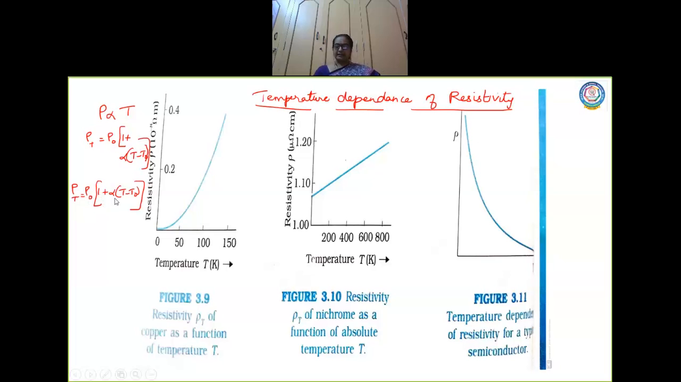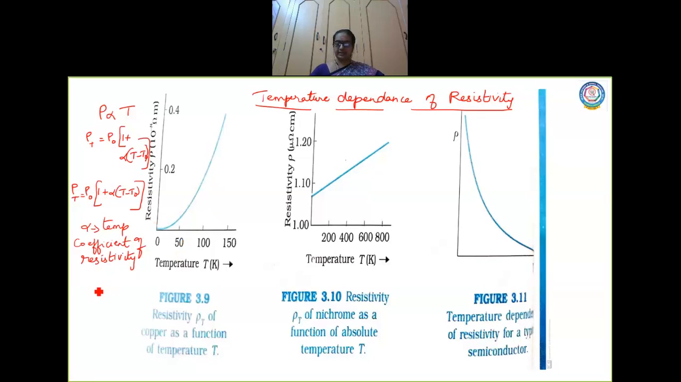And what is this alpha? Alpha is nothing but, this is a very important term here, children. Alpha is nothing but what you call the temperature coefficient of resistivity. So this is nothing but, it is defined.